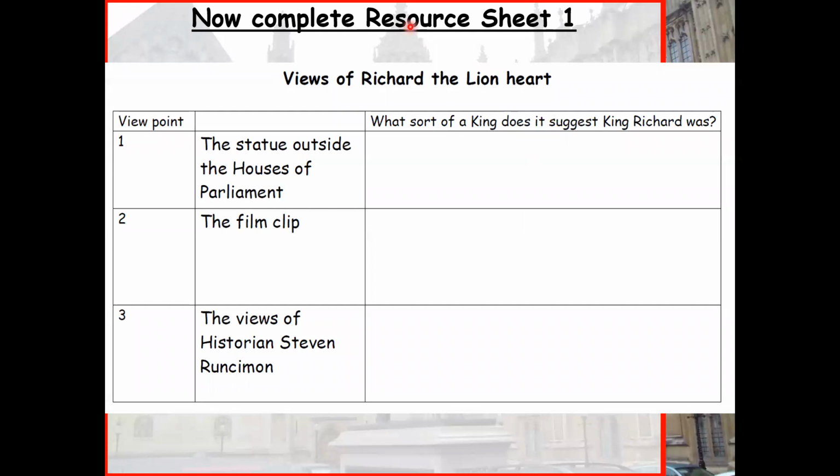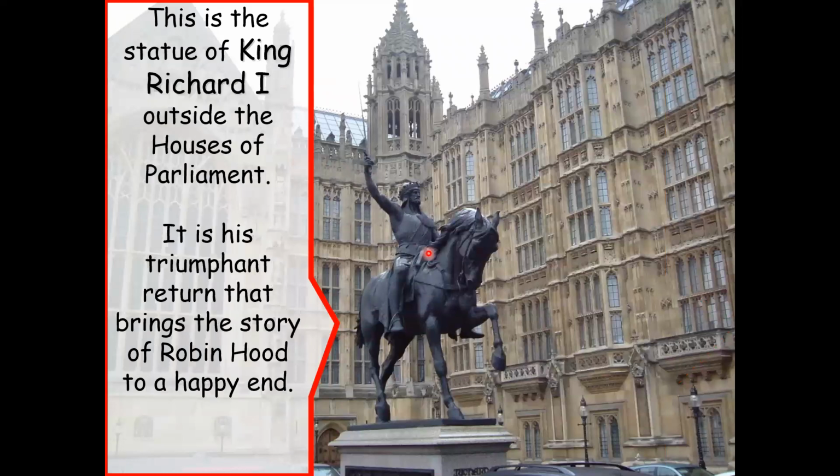So Resource Sheet 1, you can find this resource sheet attached to the Show My Homework piece of work that I've set for you. Either copy this table into your exercise books or print off the worksheets, up to you. Once you've got this table, you need to fill it in. Think about what sort of a king each of these sources suggests Richard was. So first of all, if we think about that statue right at the beginning of the lesson, look at him. What kind of a king does this statue represent?